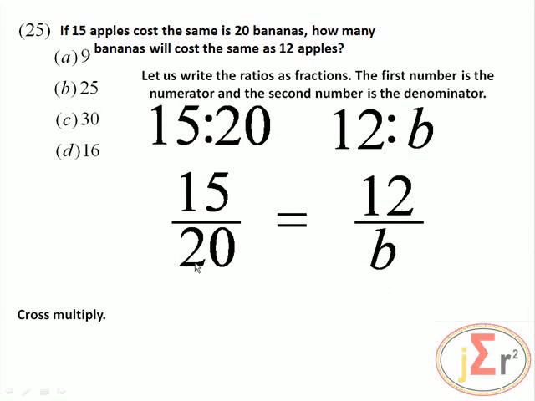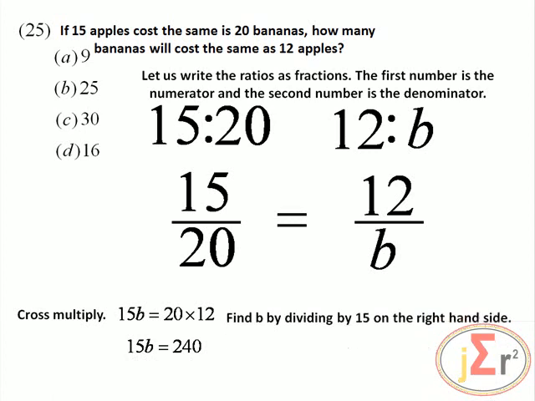So what do we say now? 15 multiplied by B, which is the same thing as 15B, is equal to 20 multiplied by 12. And that is what we have. Now, when we multiply 20 by 12, we get 240. And we still need to determine the value of B.